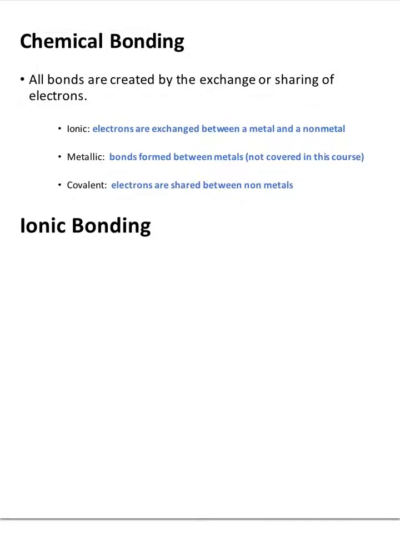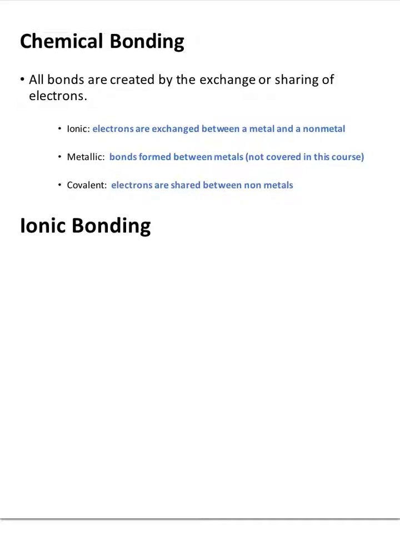So if we go through bonding and we try to define it, all bonds are formed or created by the exchange or sharing of electrons. And we have three main types of bonds that we talk about. The first type is when electrons are exchanged, which basically means something is going to give away an electron, something else is going to take on an electron. Okay, and this type of bond is always formed between a metal and a non-metal.